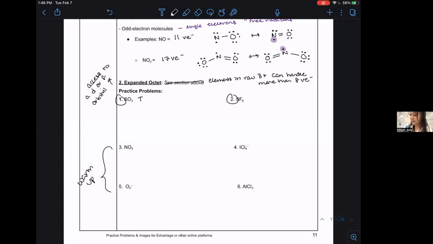First one, SO3. What was the total valence electron count? 24. One year younger than me. I miss being 24. No, actually 24 was a terrible year. Just kidding, this year is way better.